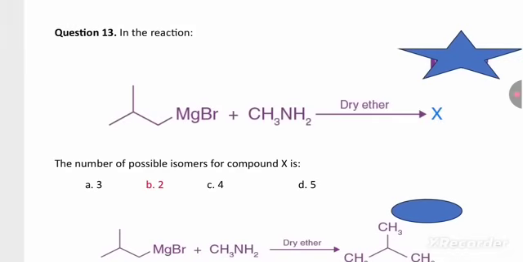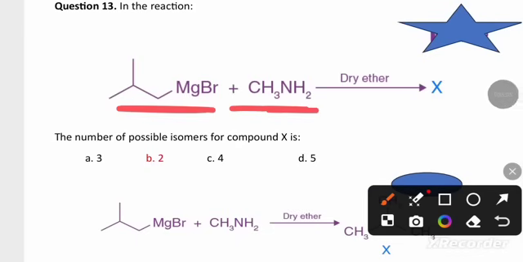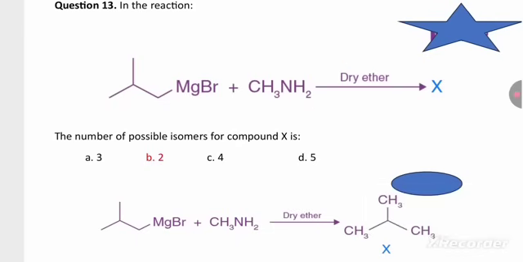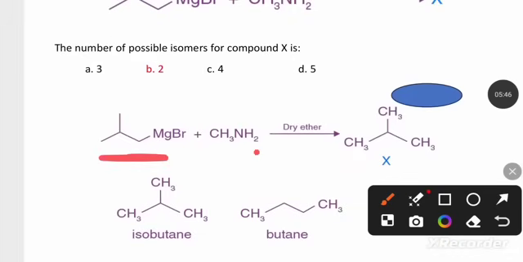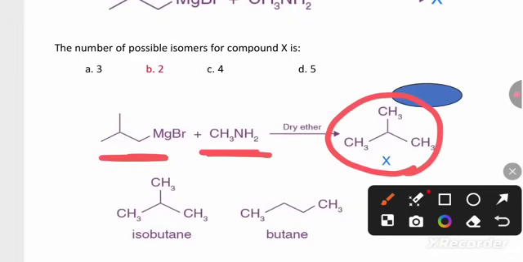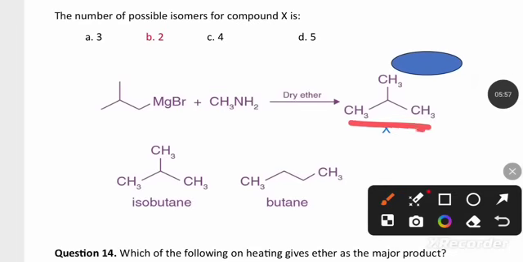In the next question, there is a reaction of Grignard reagent with an amine. One primary amine in the presence of dry ether. Definitely there will be formation of a hydrocarbon, that is an alkane. As you can see here, Grignard reagent on reacting with methanamine in the presence of dry ether produces propane. This propane shows 2 possible isomers, butane and isobutane.